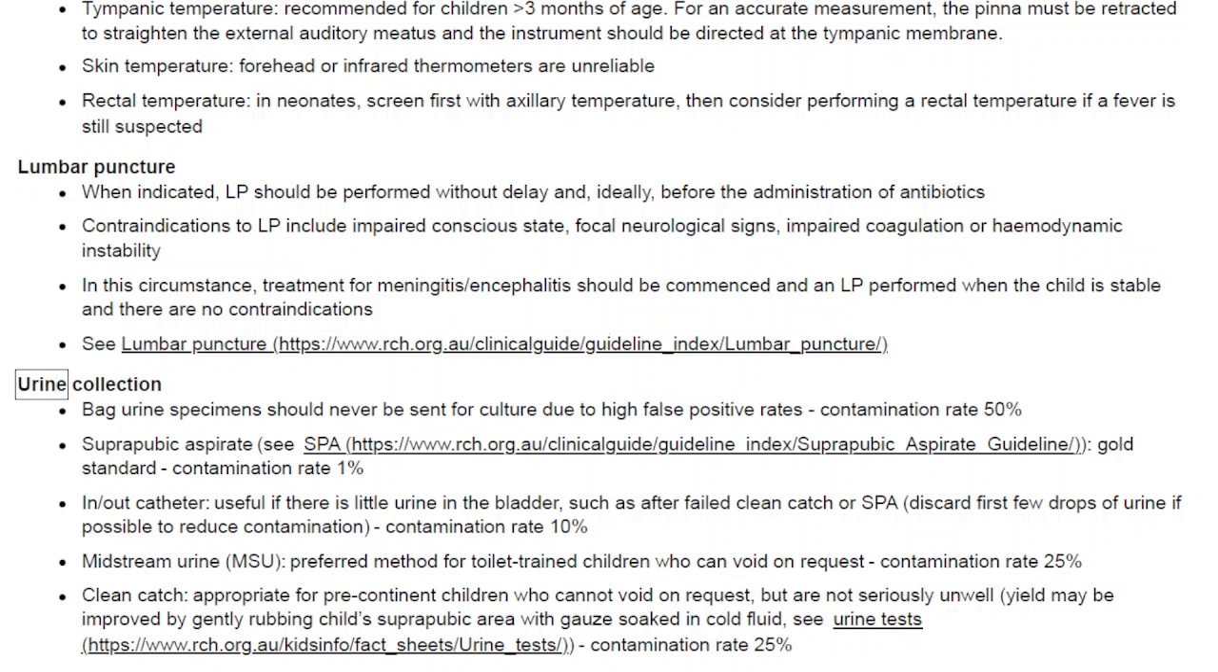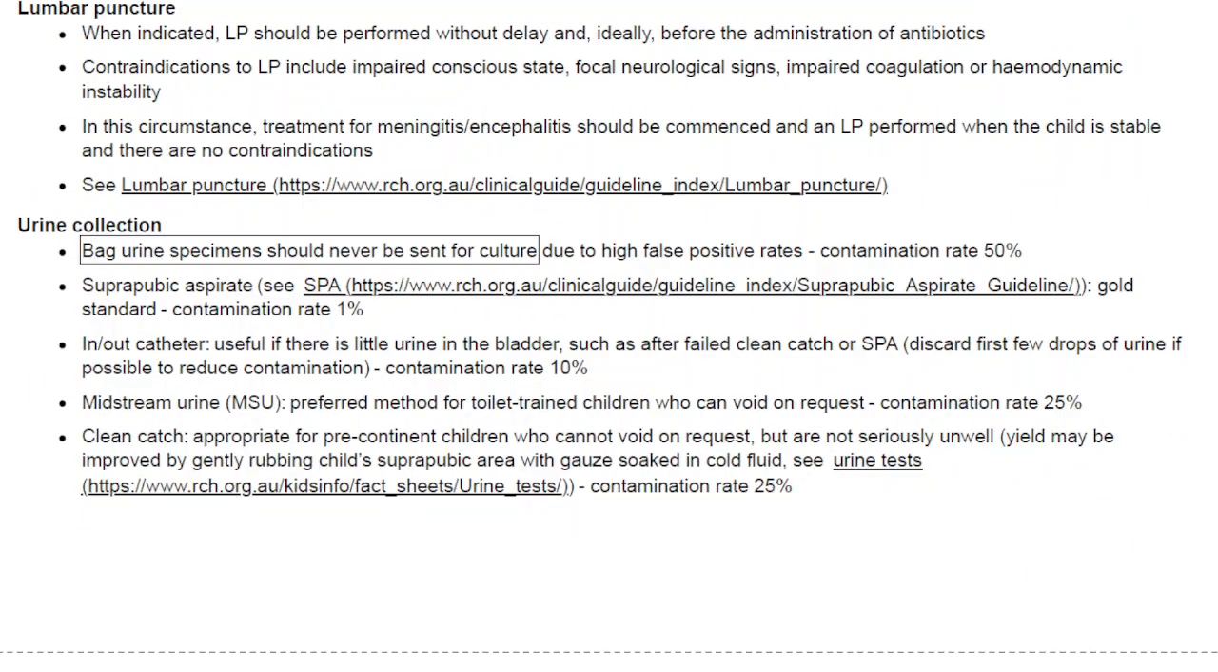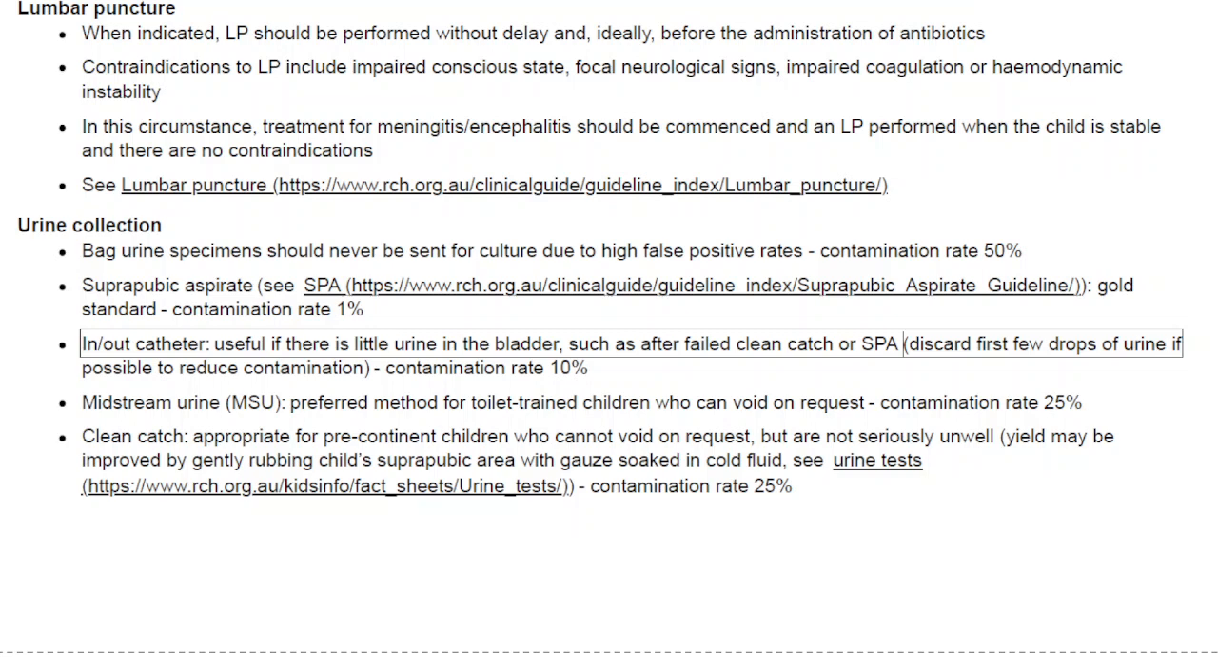Urine collection. Bag urine specimens should never be sent for culture due to high false positive rates, contamination rate 50%. Suprapubic aspirate, in/out catheter, standard, gold standard, contamination rate 1%. In/out catheter, useful if there is little urine in the bladder, such as after failed clean catch or SPA. Discard first few drops of urine if possible to reduce contamination, rate 10%.